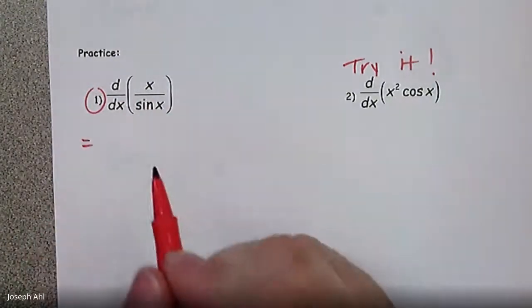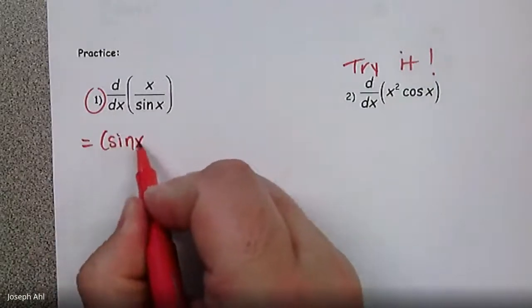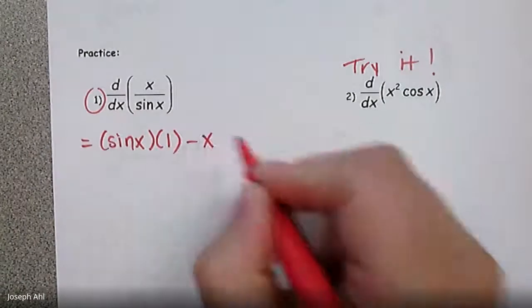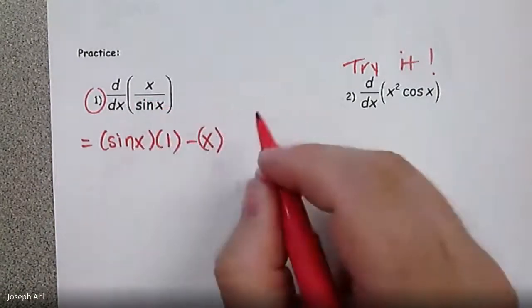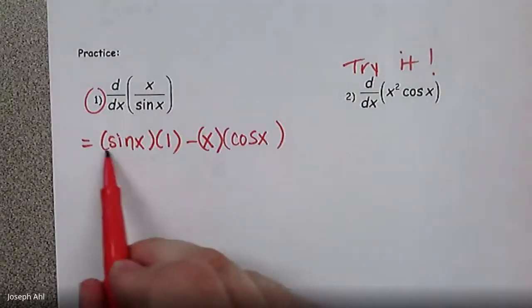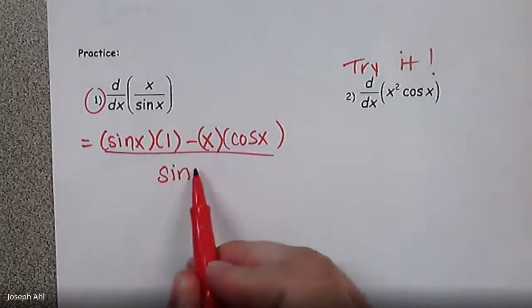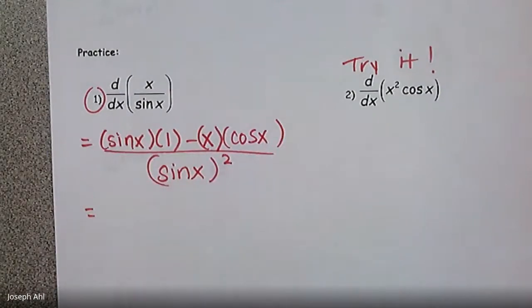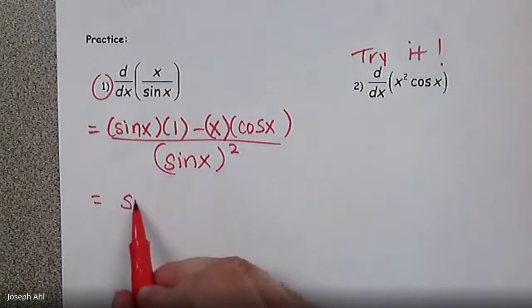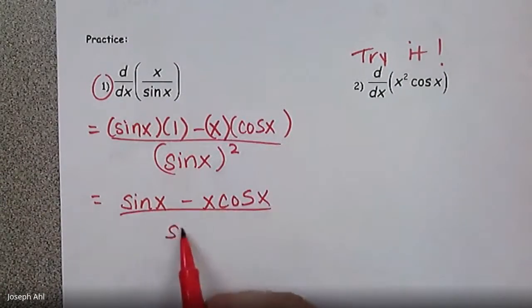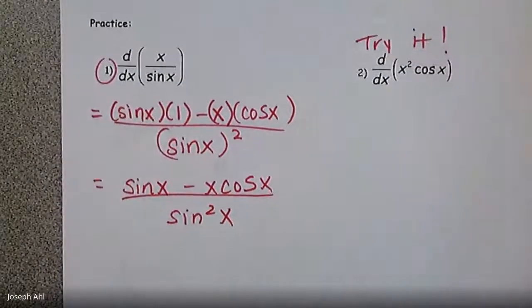So the derivative here would be low d high, well, the derivative of the top is 1, minus high d low, derivative of the bottom is cosine x, over low squared. So just with some quick simplifying on the top, we get sine x minus x cosine x over sine squared. And to be honest, this is a correct answer.